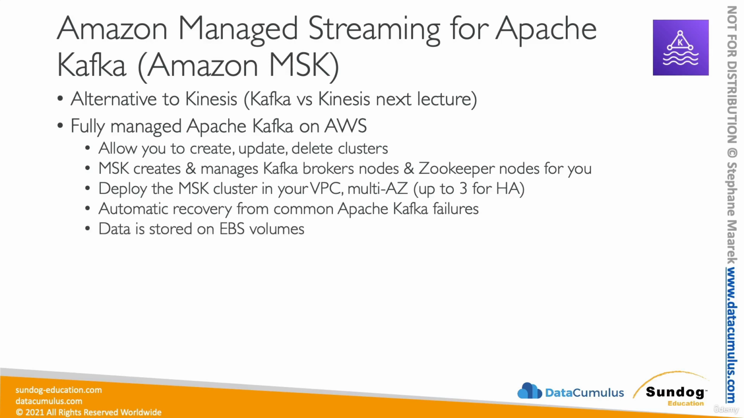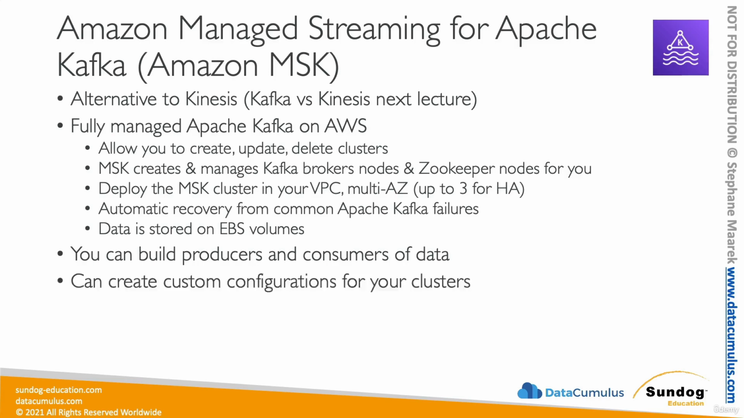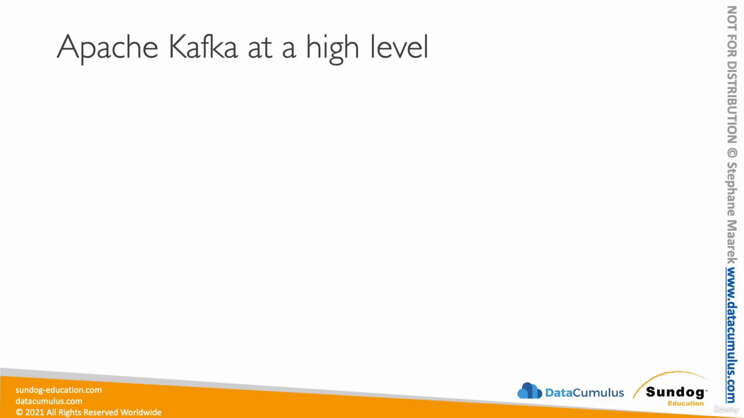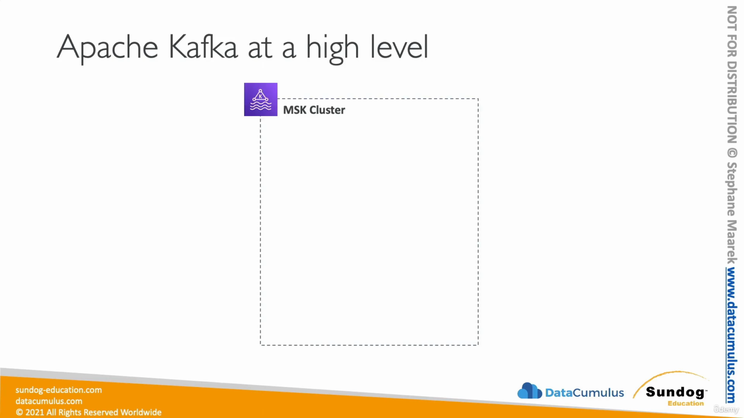The idea is that MSK and Kafka is a replacement for Kinesis, where you have, the same way, your producers and your consumers of data. But the power of Kafka is that you can create some custom configurations for your cluster. For example, one that can come up in the exam is that by default, the message size is 1 megabyte in Apache Kafka, but you can configure Apache Kafka to be able to send and receive large messages, for example, up to 10 megabytes into your cluster after doing some custom configuration. And that is a big difference with Kinesis, because Kinesis has a hard limit of 1 megabyte for the message size. Now, at a high level, you will recognize the Kafka cluster architecture to be very similar to Kinesis.